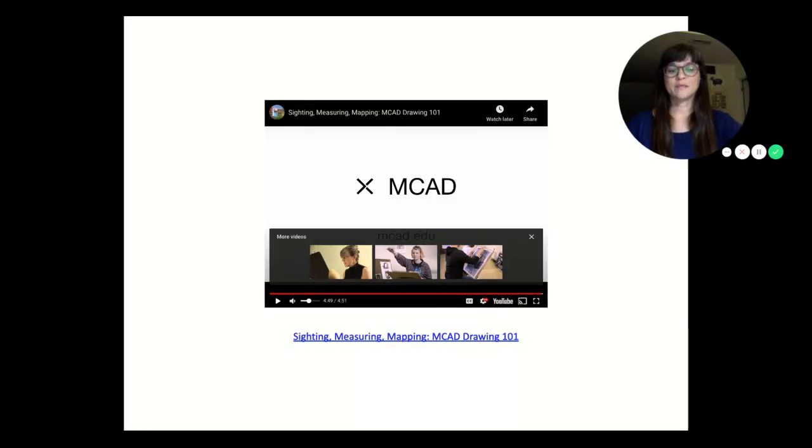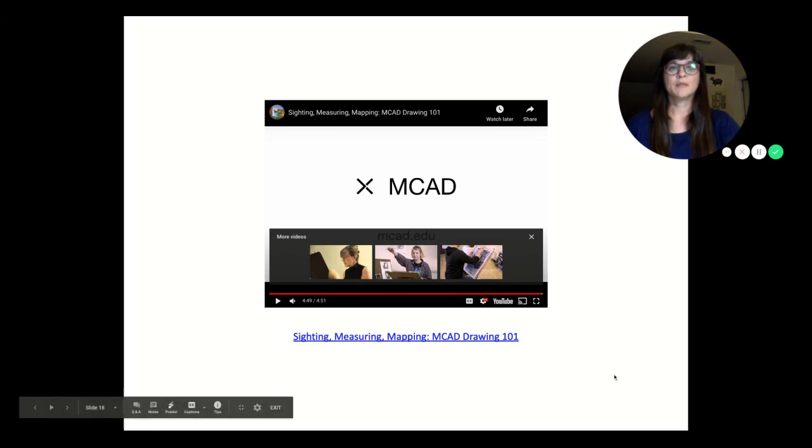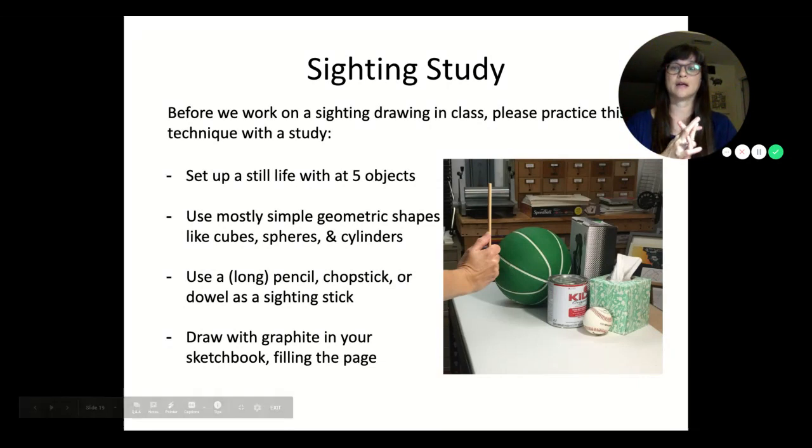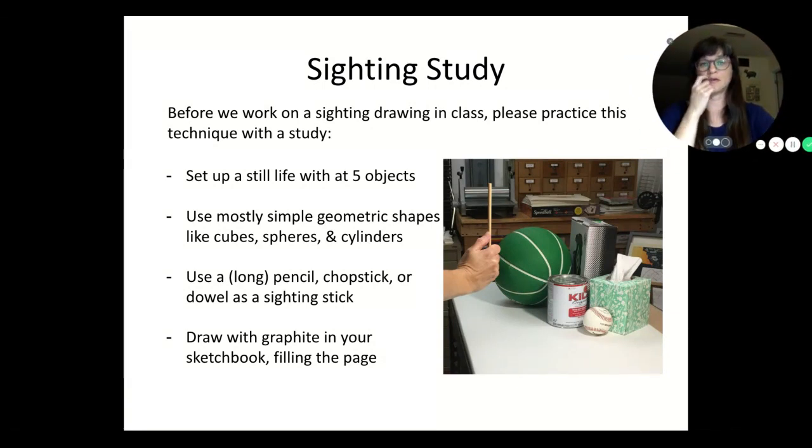All right, so we are going to be working on a drawing similar to that in class, at our next class. But one difference is that we will be adding value to our drawing. We are going to add shading and value using charcoal. Before we come into class and work on this drawing, however, I would really like for you to work on a study so you get the practice of using a sighting stick and how it feels. So what I would like for you to do is set up a still life with at least 5 objects. Try to use mostly simple geometric shapes like cubes, spheres, cylinders.